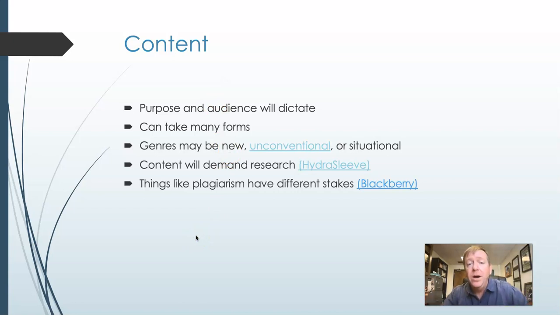Things like plagiarism also have very, very different stakes. In college, plagiarism might get you flunked. It might get you a failing grade on an assignment. It might get you a failing grade in the entire class. Very worst case scenario, it might get you expelled. Doubt it, but it might get you expelled. In the real world, things like plagiarism have real consequences.